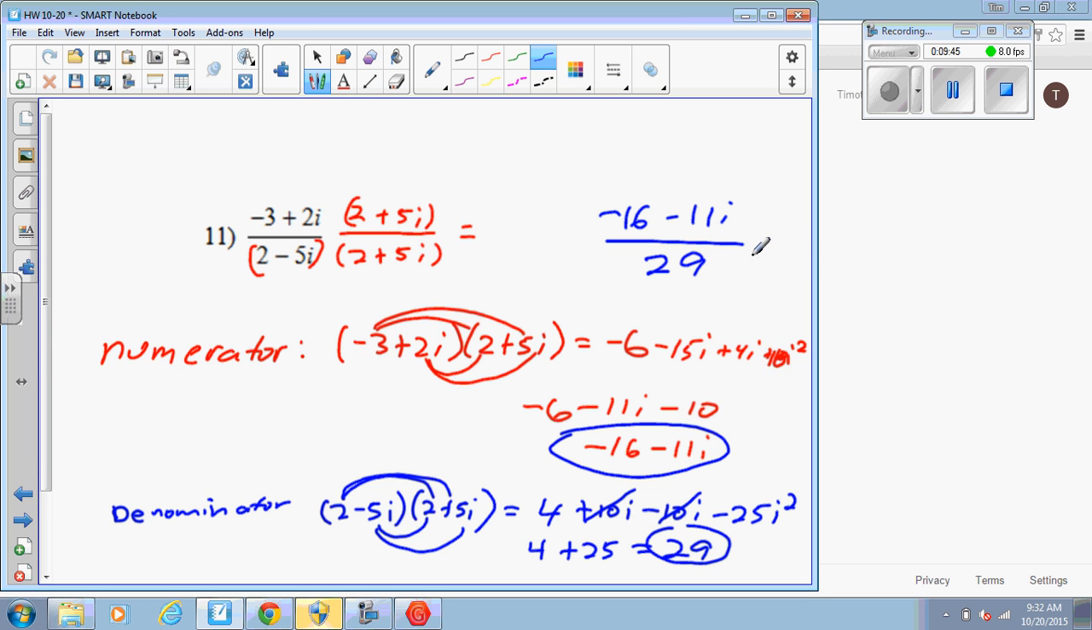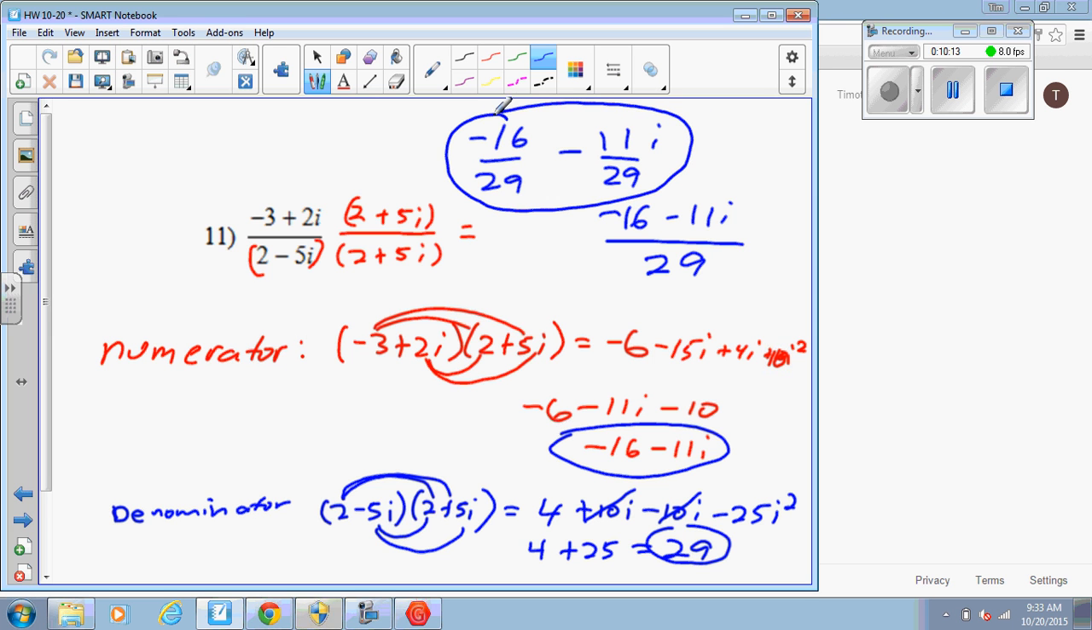Now, we don't leave our answer like this. What we need to do now is to write this as two different fractions. We don't want a complex number to have a number underneath it in the denominator. So what we'll do is write it as negative 16 over 29 minus 11i over 29, 11 over 29i. So this is technically the way this should be written. Because a complex number has a real part here, which is the part without the i, and an imaginary part that has the i. So that's that.